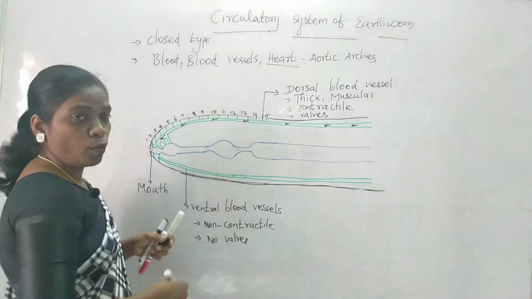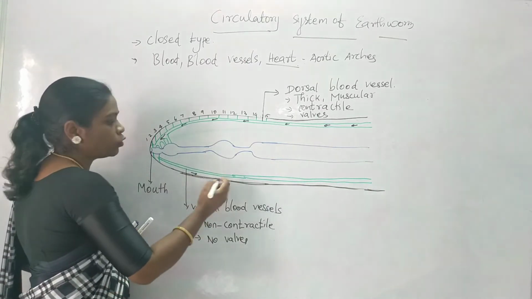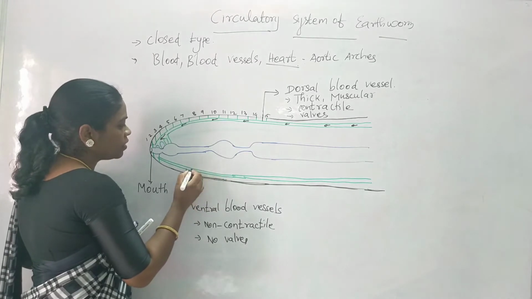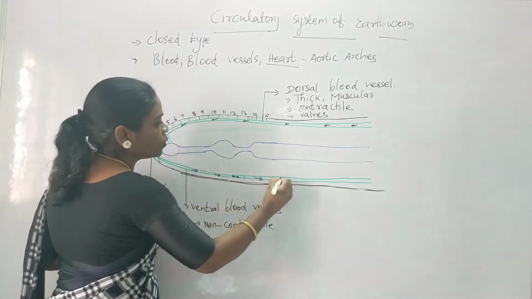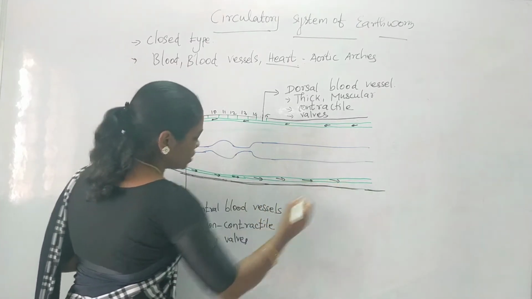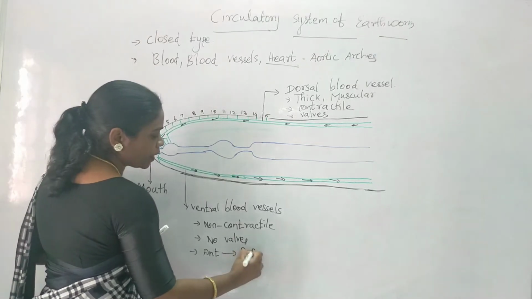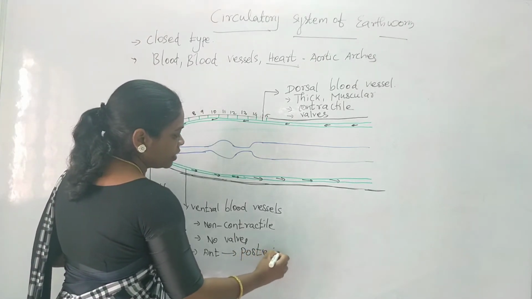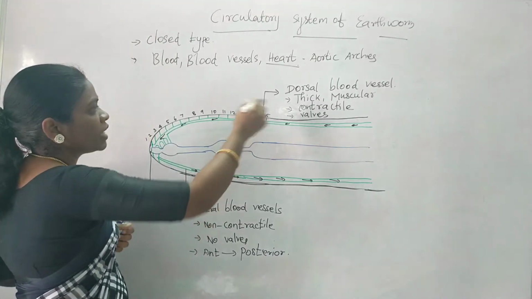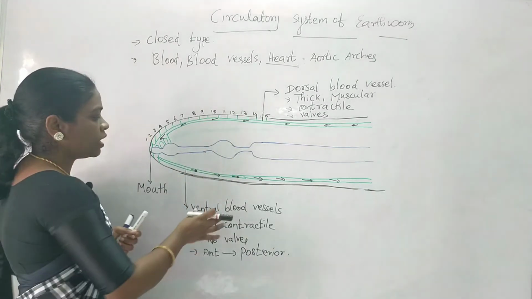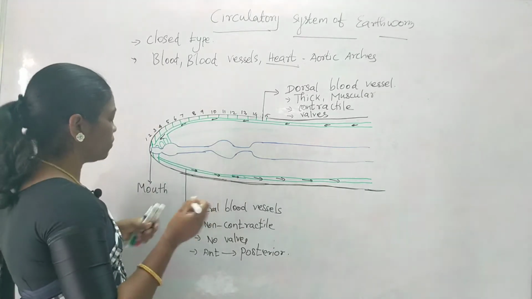What it does actually is take the blood from the anterior side towards the posterior side. I am just drawing here. It takes the blood from the anterior towards the posterior side, and supplies the blood. It doesn't have any valve. So dorsal vessels are known as collecting vessels, and ventral blood vessels are known as distributing vessels. We'll see them one by one.